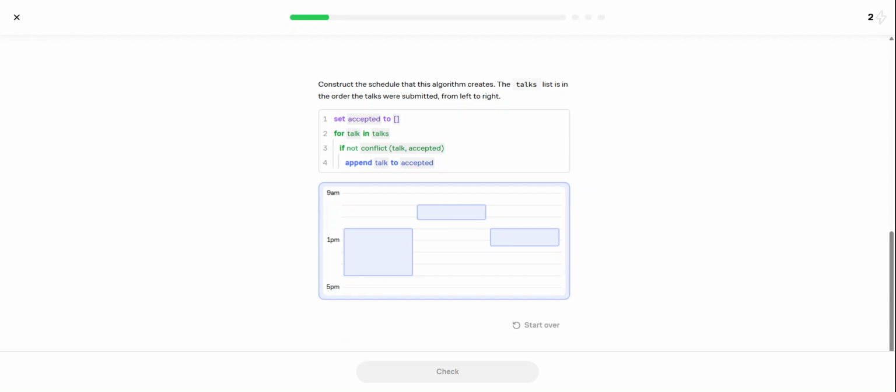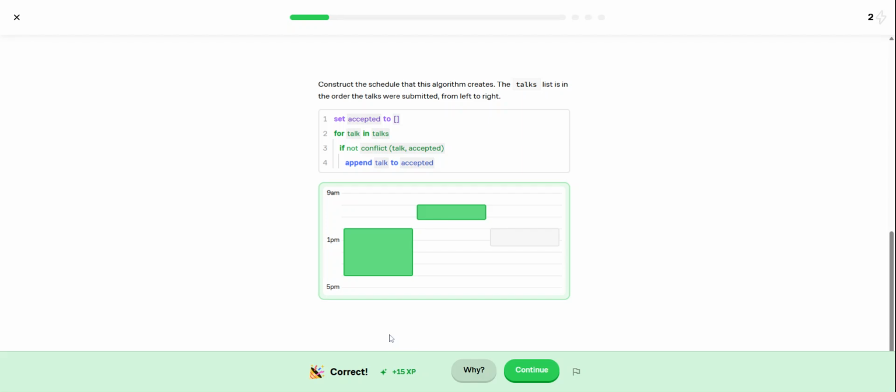Construct the schedule that the algorithm creates. The talks list is in the order that talks were submitted from left to right. Alright, if not a conflict, then accepted. So accepted left to right. Not in conflict, accepted, so these two must apply. Let's check to see whether it's correct or not. Yes, that is correct. Let's click on Why.